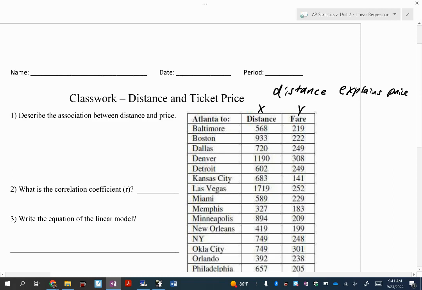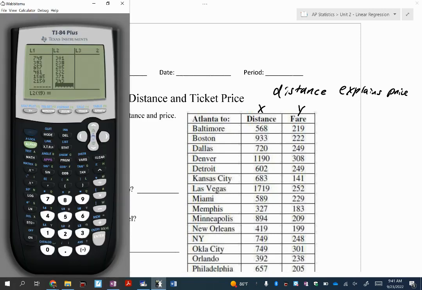All right, so I'm going to make the scatter plot by going to second stat plot. Let's turn it on. Because I put my x values in list 1 and my y values in list 2, I can just go straight into doing graph and then zoom 9. All right, so here's the scatter plot.